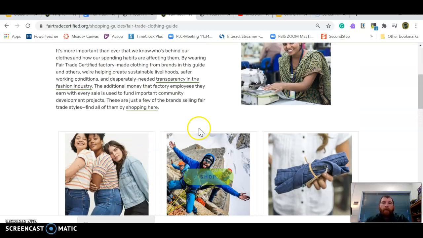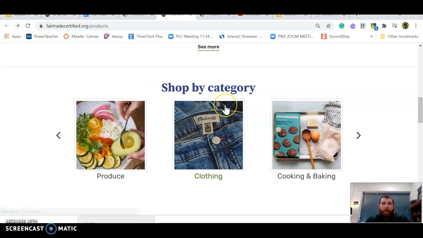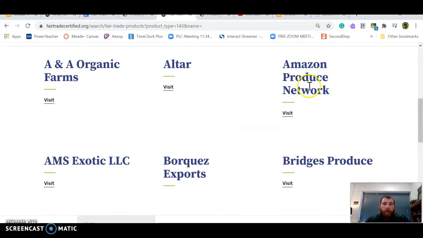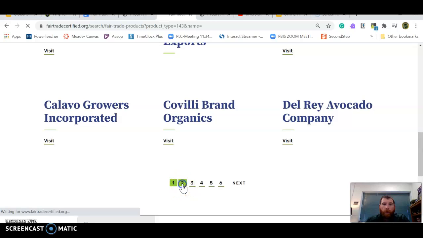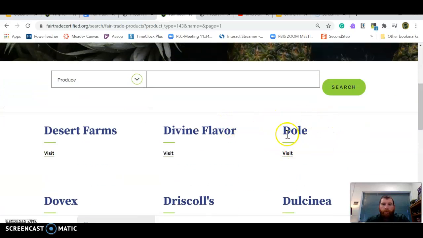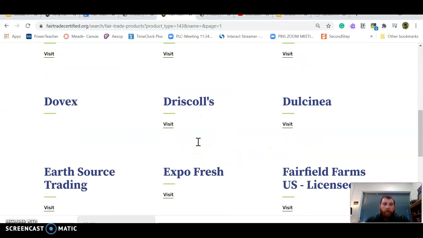But if I click on Amazon, or on one of the companies up on top, I can search their website for fair trade products. Produce, it labels the companies that have it. So Amazon has a produce network. Delray Avocados, have had those before. And then one of the big companies that really supports fair trade is Dole. Driscoll Strawberries and berries themselves.